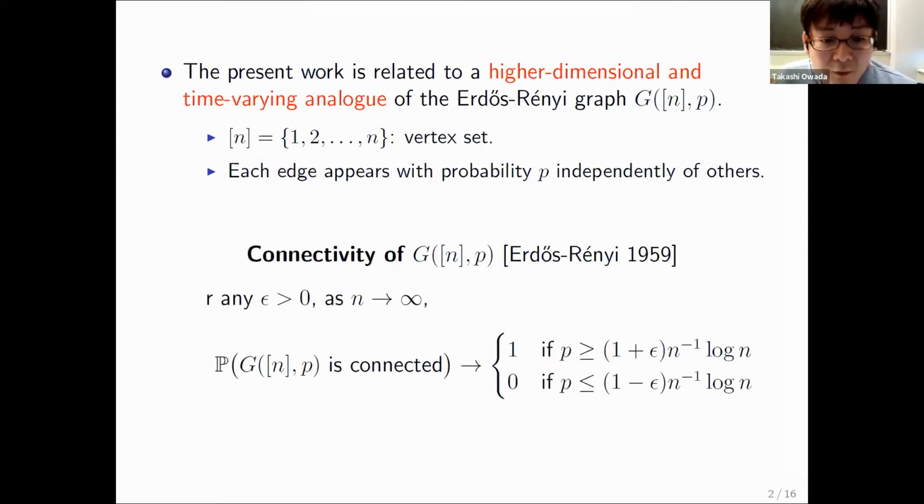There are numerous results on the Erdős–Rényi graph, and this is just one of them, which is about connectivity of the graph, dating back to the Erdős–Rényi work of 1959. It says there is a threshold depending on the size of the vertex set n. If the connectivity probability is greater than such a threshold, (1 plus epsilon) n inverse log of n, then the Erdős–Rényi graph is connected with high probability. Otherwise, such probability goes to 0.